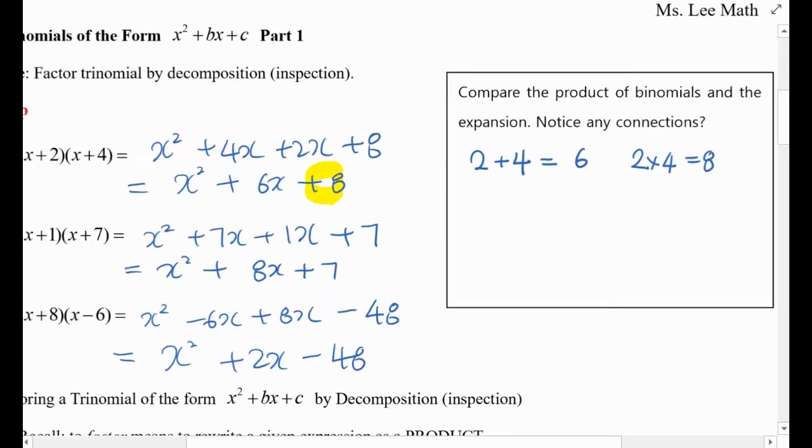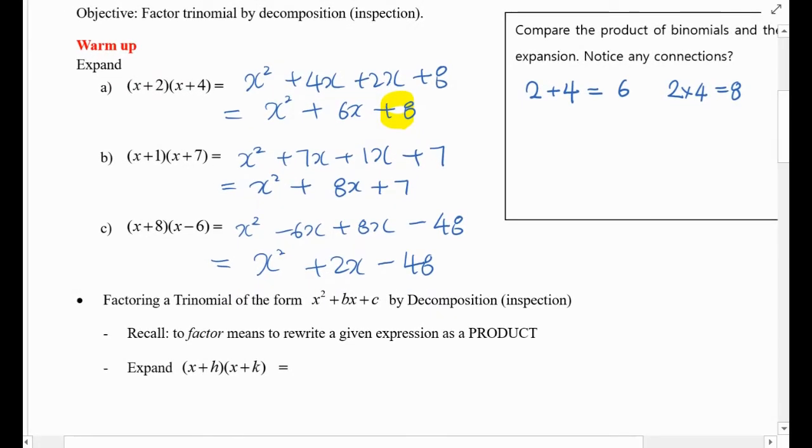Is that right, everyone? Let's see if this works for the next question. Positive 1 and positive 7 and positive 8. Do you see the same connection? 1 plus 7 equals 8. And also, 1 times 7 becomes 7. So same connection.